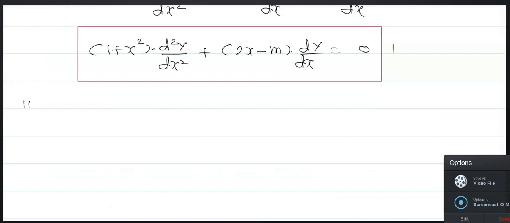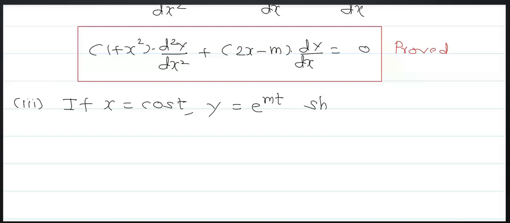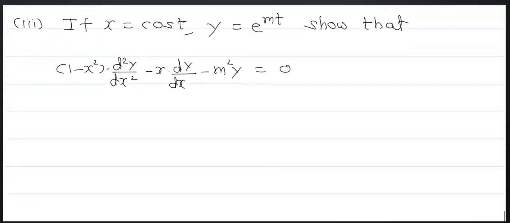Now, next is number 3. If x is equals to cos t, y is equals to e raised to mt, then show that one minus x square into d2y by dx square minus x into dy by dx minus m square y is equals to 0.